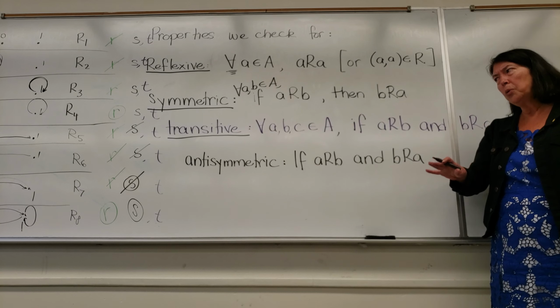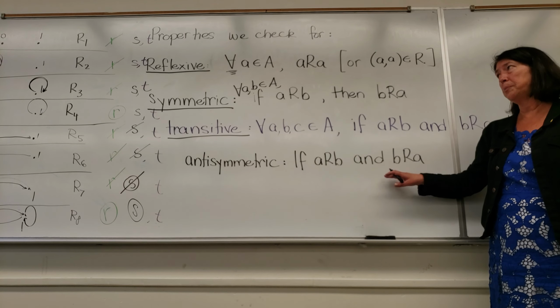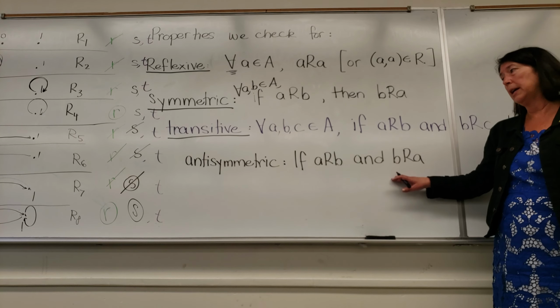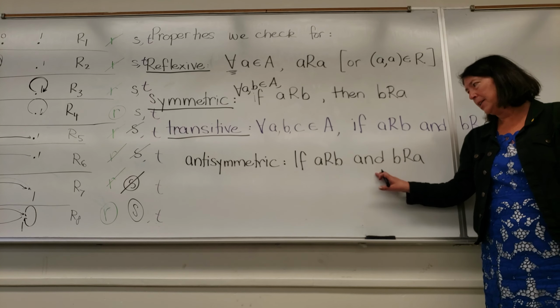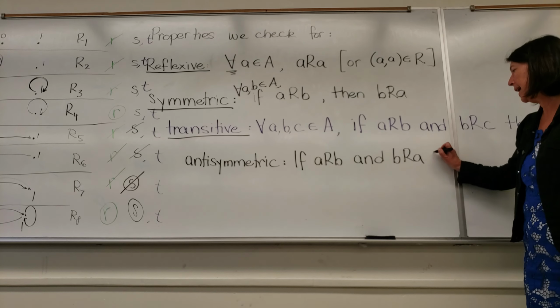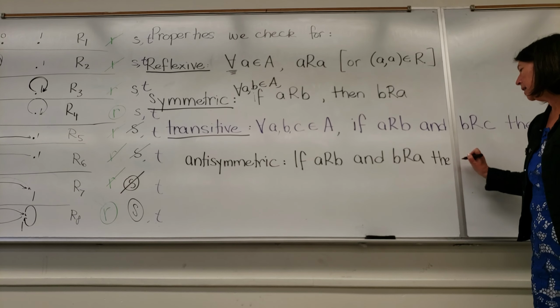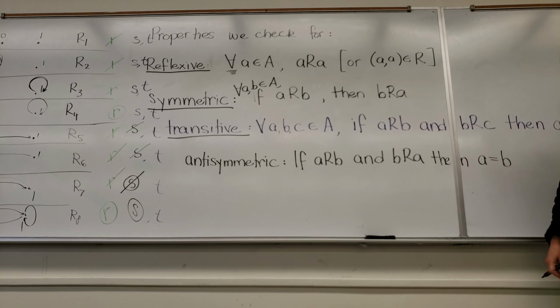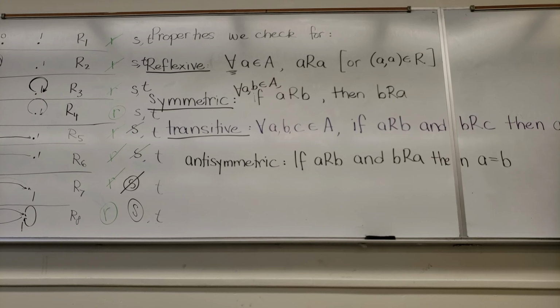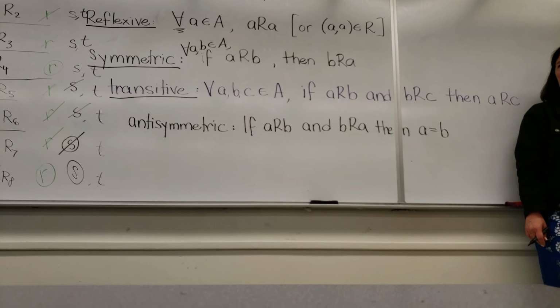So it's a very awkward way that it's said, and believe me, I've spent years in grad school trying to come up with a better way to say this, and there's no better way than this. So it's, if A is related to B and B is related to A, then A equals B. Casually, you can say there's no two-way streets except loops. Wacky, yeah?